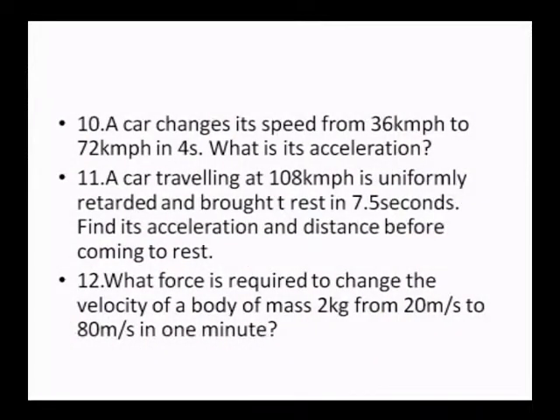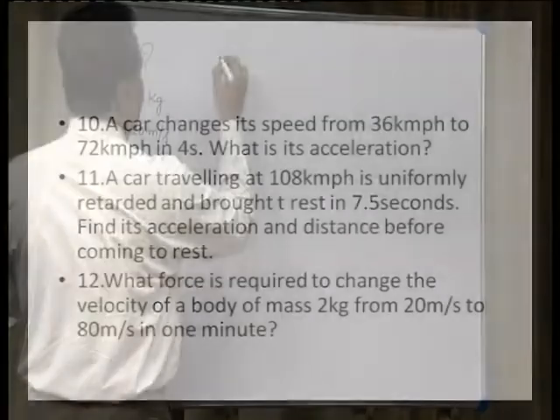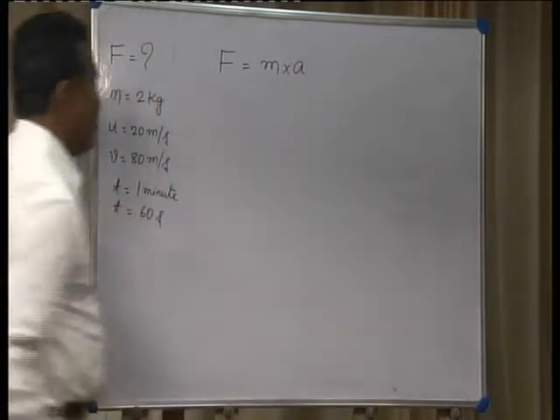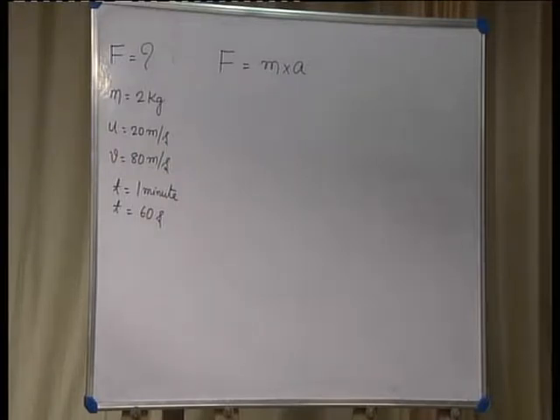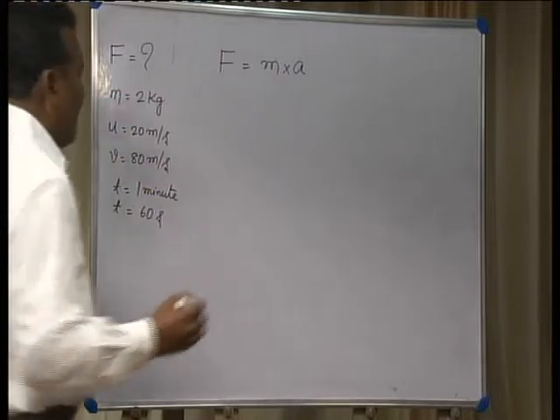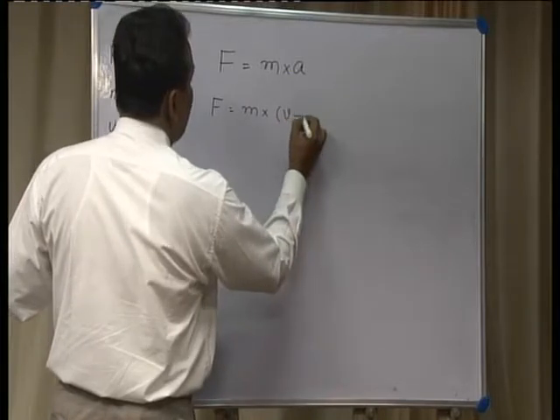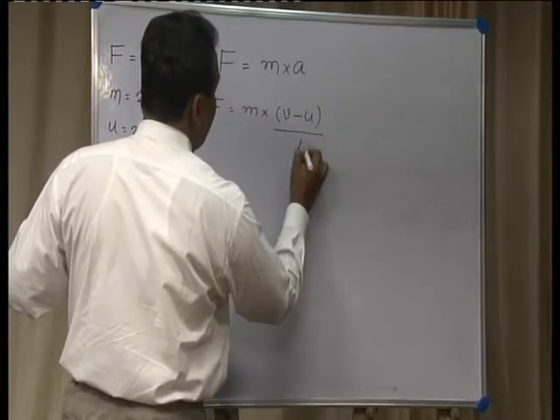So this is the given data. F is required, m is given, initial velocity is given, final velocity is given, time is also given. To find F, recall the second law stated by Newton. Newton's second law says force is the product of mass and acceleration. Here mass is given but acceleration is not. Since we know u, v and t, you can calculate the acceleration also. That is, F is equal to m into a, where a is (v minus u) divided by t.